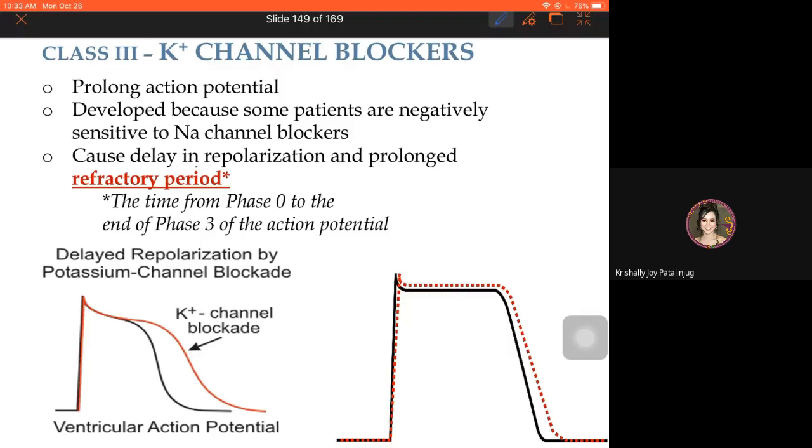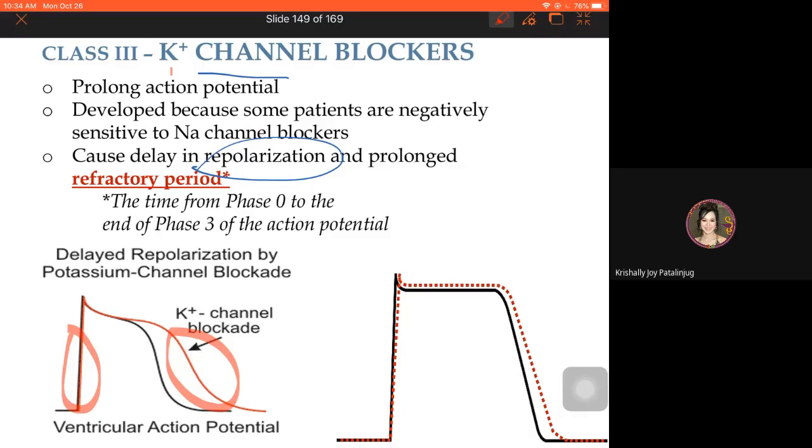Therefore, by targeting potassium channels, the repolarization phase is very much affected. That's why when you use potassium channel blockers, refer to the figure on the left side, the depolarization phase is unaffected. Usually, in the depolarization phase, what moves is not potassium but sodium ion. So more on sodium ion channels are involved in depolarization. That's why here, the depolarization phase is unaffected.